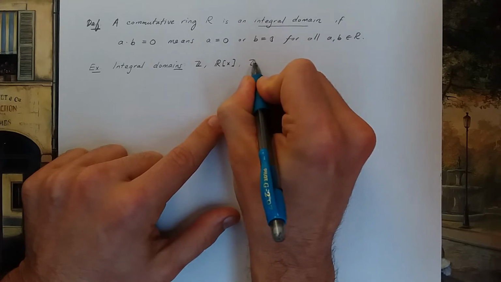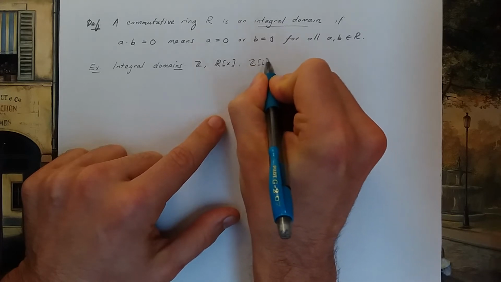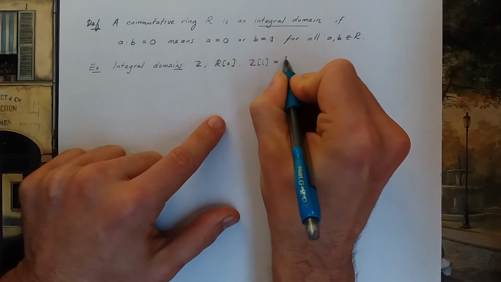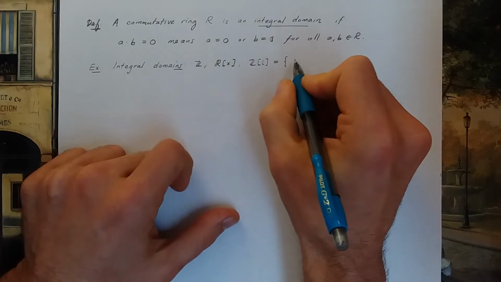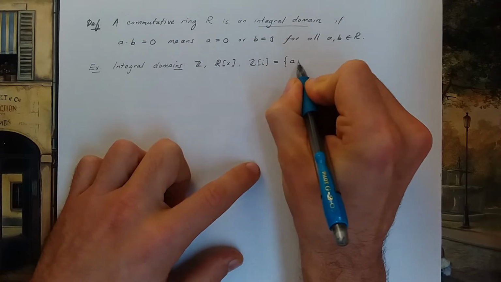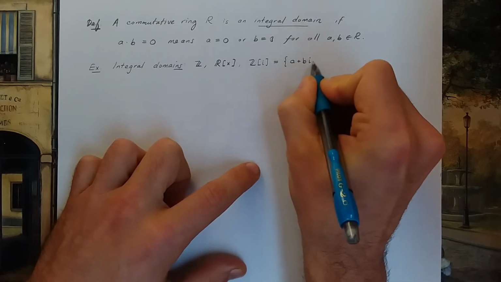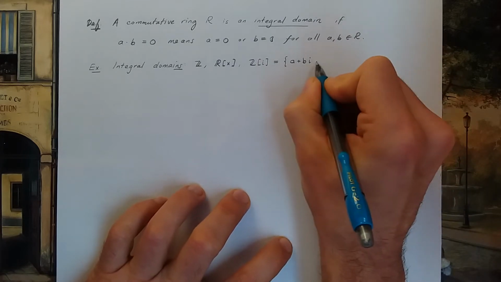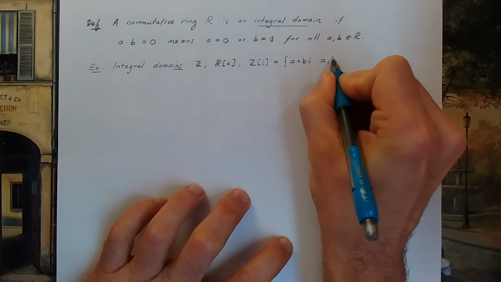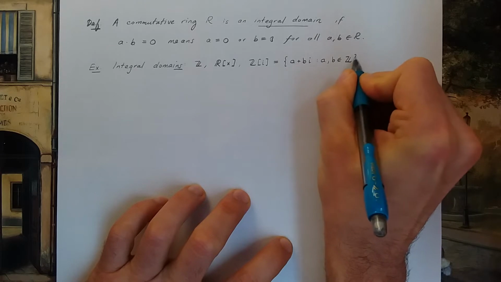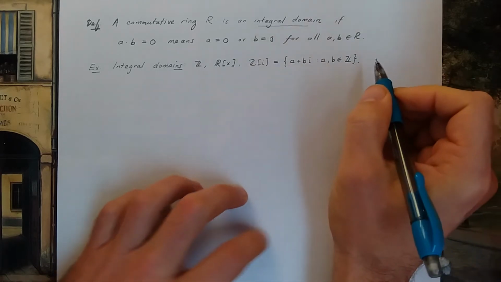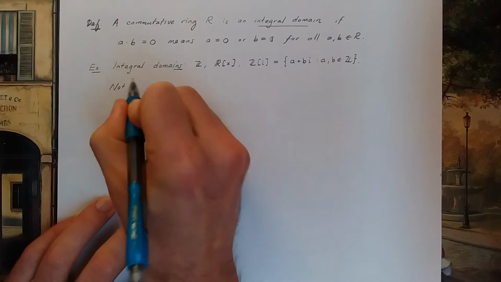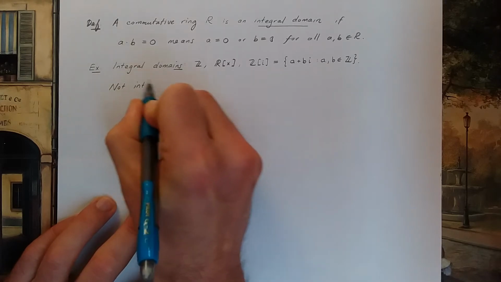Also, you can do the integers adjoined the complex number i. So this is the set of everything of the form a plus bi. i is the square root of -1. i squared is -1, where a and b are integers. It's a subset of the complex numbers. That also is an integral domain. Let's do some things that are not integral domains, just to see the difference.